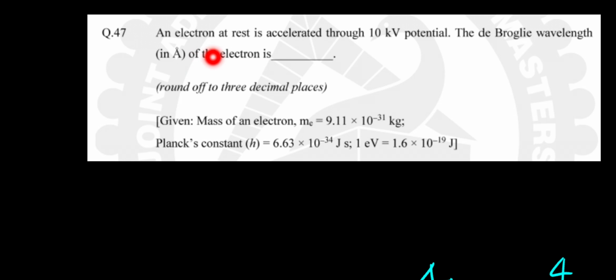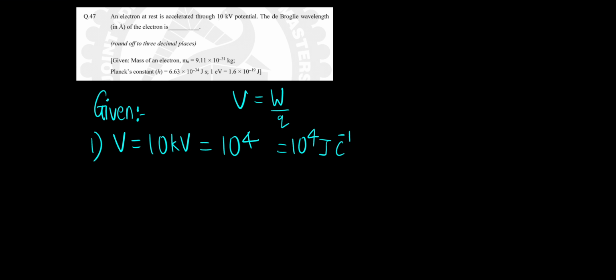Now let us see the question that was asked. An electron at rest is accelerated through a 10 kilovolt potential. The de Broglie wavelength in Angstrom of the electron is, and we have to round off to 3 decimal places. This instruction is very important. What is given? The first thing given is the potential difference, 10 kilovolt. What is kilo? 10 to the power of 3. So 10 to the power of 3, 3 plus 1 will become 4, so 10 to the power of 4 volt.